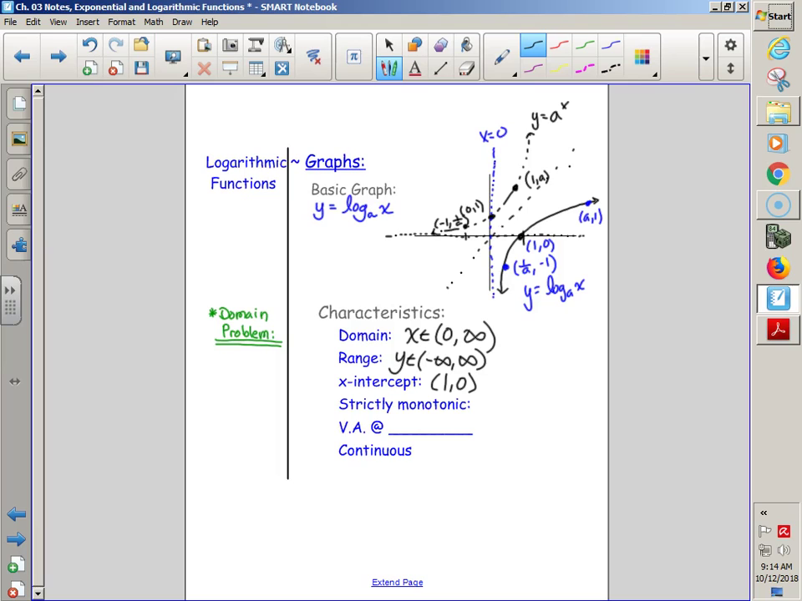So strictly monotonic, only increasing on every x value on its domain. It doesn't switch to decreasing. It doesn't switch to constant. Only increasing the whole time. The vertical asymptote, we already talked about him: x equals 0. And logarithms are continuous? No, they aren't. They have a vertical asymptote. But on the entire log graph, are there any jumps, any holes, any breaks, any reason to pick up my pencil as I draw him? No. So he's continuous in his domain.